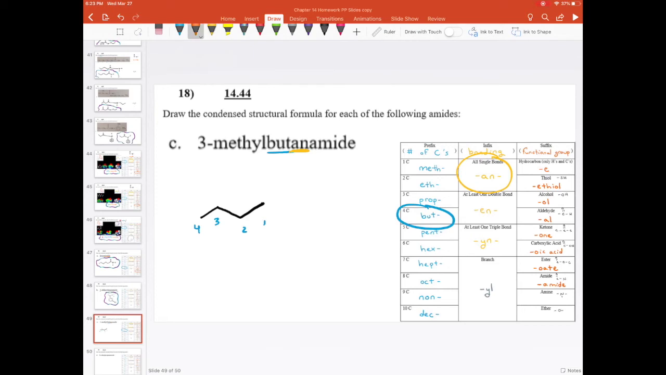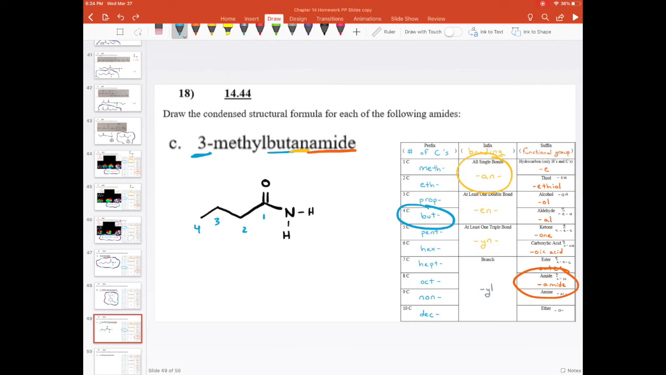And last but not least, the suffix is amide. And an amide means that you have, on the end there, carbon double bonded to oxygen, single bonded to a nitrogen. Now, because we don't have any branches that start with N, we know that coming off of the nitrogen is just going to be 2 hydrogens. Remember, nitrogen needs 3 bonds. The branch that we're given is said to come off of carbon number 3. So it's going to be coming off of this carbon right here.